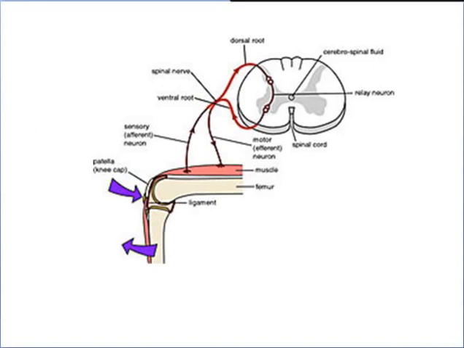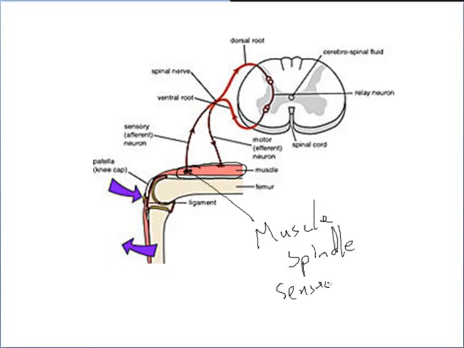So we're going to look at a reflex here. This is a monosynaptic reflex. And so we have a muscle right here. And the muscle has a sensory receptor on it. This thing right here, a sensory receptor. This is typically called the muscle spindle. Muscle spindle senses stretch.